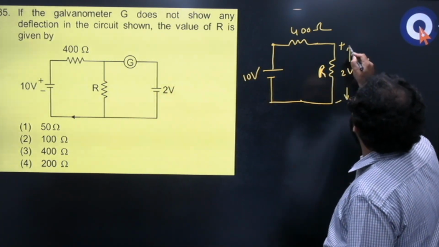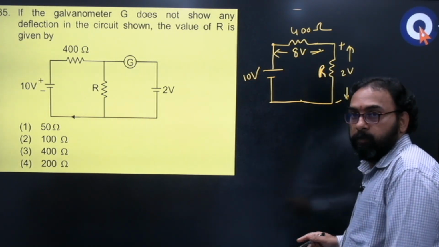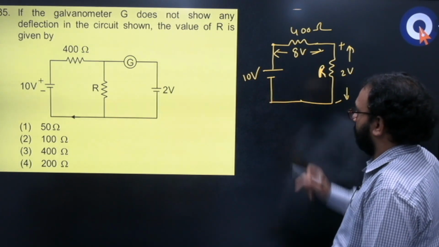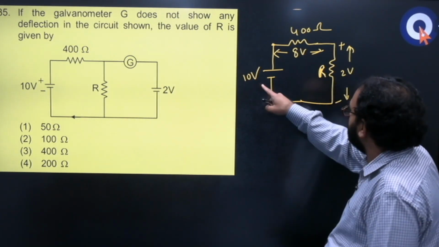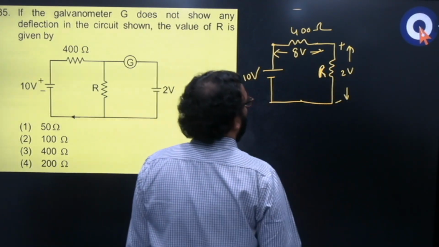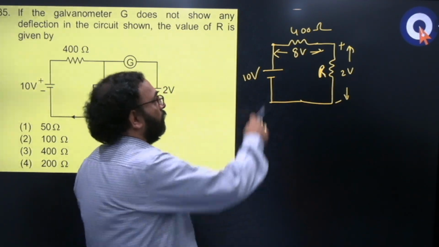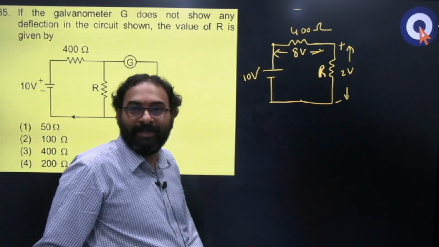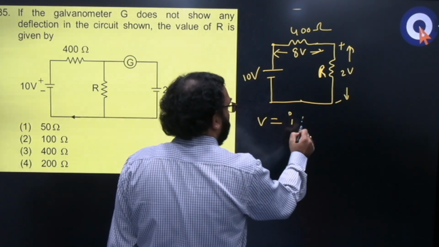If this is 2 volts, then this has to be 8 volts. Why does this have to be 8 volts? 10 volts is the total potential difference. 8 volts plus 2 volts, 10 volts. So next, now these two resistors are in series. Right? This resistance and this resistance, they are in series. So what? V equal to IR.